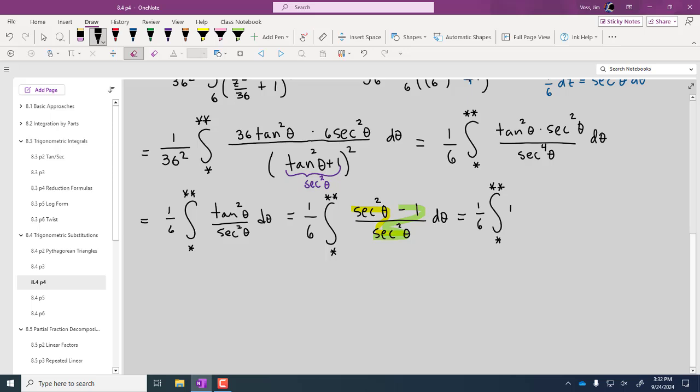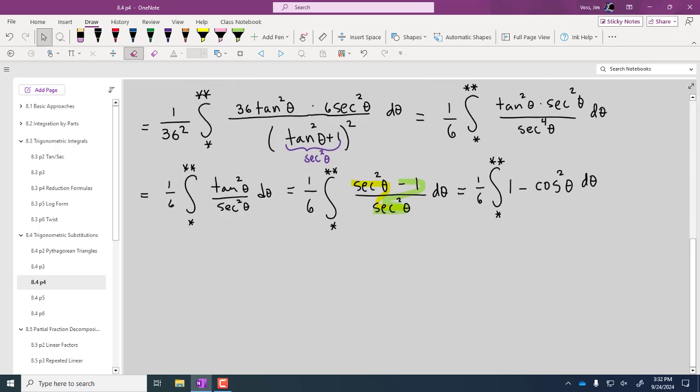That's going to be 1 minus, isn't that cosine squared? All right, 1 over secant squared. So secant squared over secant squared is 1. 1 over secant squared is cosine squared. And 1 minus cosine squared is... What's 1 minus cosine squared? Sine squared.